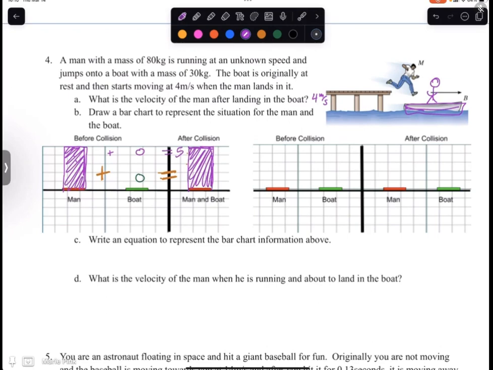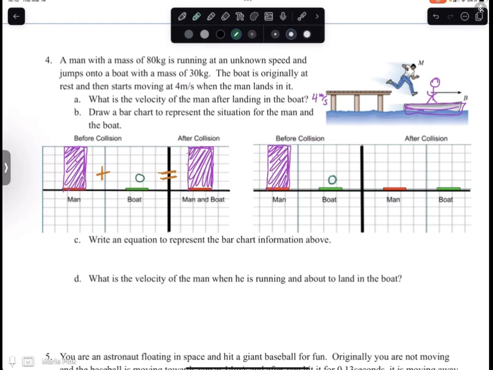So it says to write an equation to represent the bar chart information above. And actually, I want to look at both of these bar charts. Okay, so let's pause for a second. Let's go back to the other bar chart. So this man, we decided, has this much momentum to start with. All right, so there's the man with that much momentum to start with. And our boat was not moving, so that's 0. And then after the collision, they are moving both with 4 meters per second.